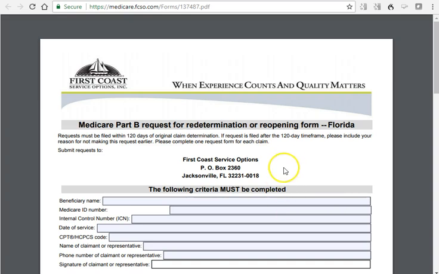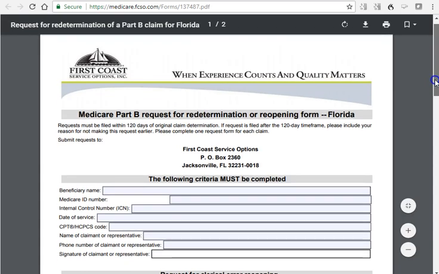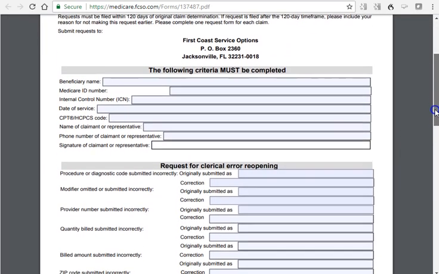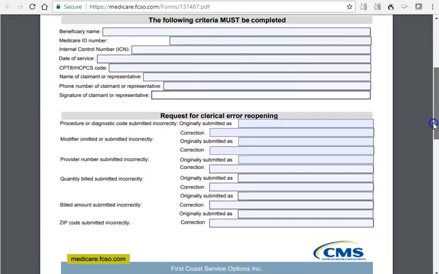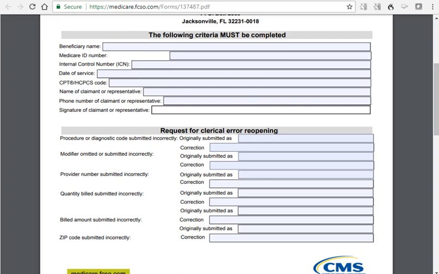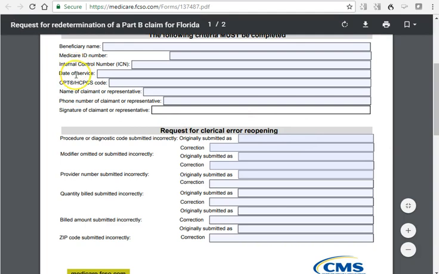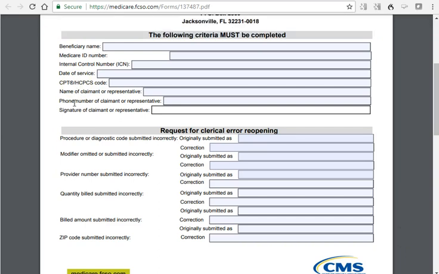Once we've selected that PDF, you start to see beneficiary information needs to be filled out. Just scroll down here so we can see the whole page. The ID number, the date of service, the particular codes involved, the name of the claimant, signature of the claimant, diagnostic codes, or any other information which was submitted incorrectly.